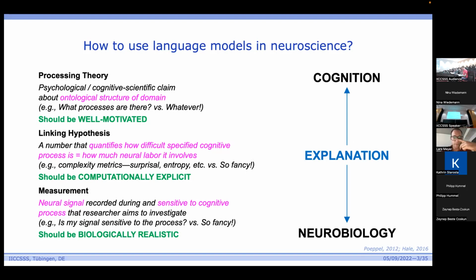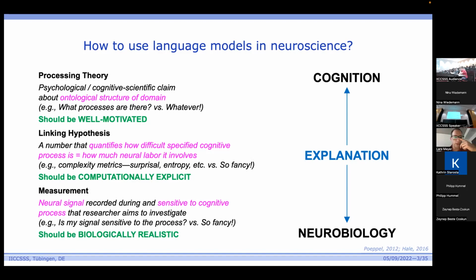And we call those numbers a linking hypothesis: a number that quantifies how difficult a specified cognitive process is, or how much neural labor it involves. So that's where the two sides meet. You say difficulty means a lot of brain signal. That's the general idea, right? And now both sentences are articulated in terms of something that you can quantify. So you take your processing theory, you find a way to carve it into numbers, and then you can statistically link those to your measurement. That's what you need to do.